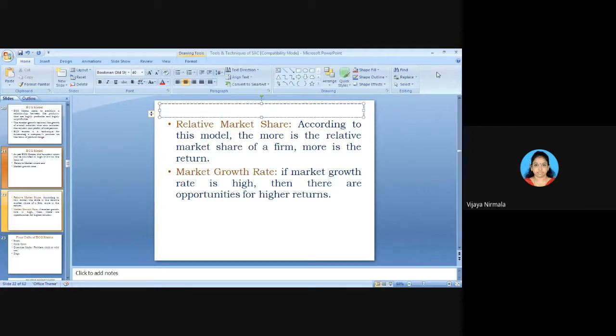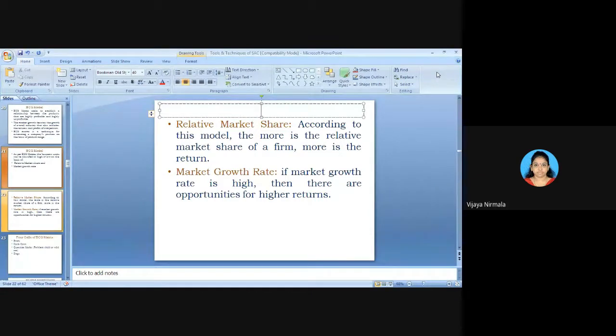So now did you understand? Relative market share: the share is different, growth rate is different. Based upon the production, if you produce more, you can enjoy more economies of scale. If the market growth rate is high and you got any opportunity, then if you invest on that, you require high capital. You require high capital for market growth rate. Market growth rate in the sense of expansion.